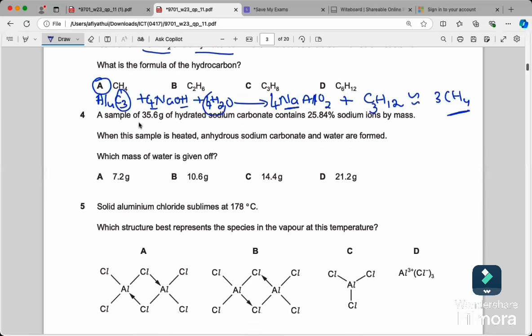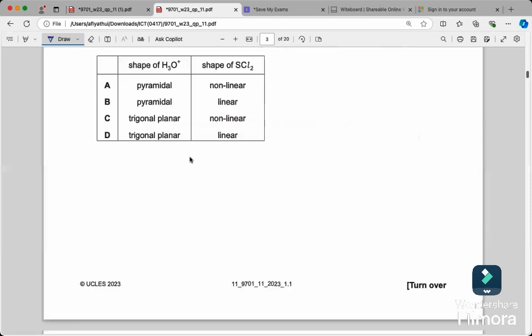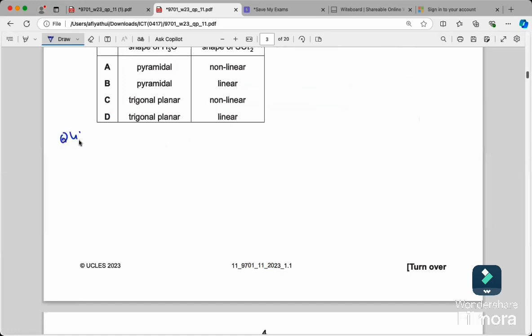A sample of 35.6 g is the mass of a hydrated sodium carbonate. This hydrated sodium carbonate contains 25.84% of sodium ions by mass. When this sample is heated, anhydrous sodium carbonate and water are formed. Which mass of water is given off? Let's do the explanation for question number 4 over here.